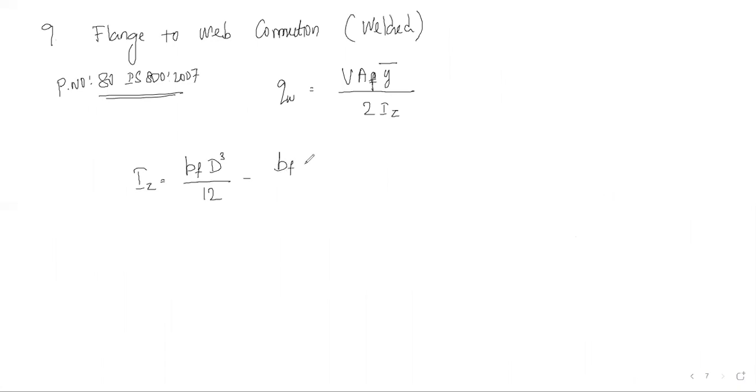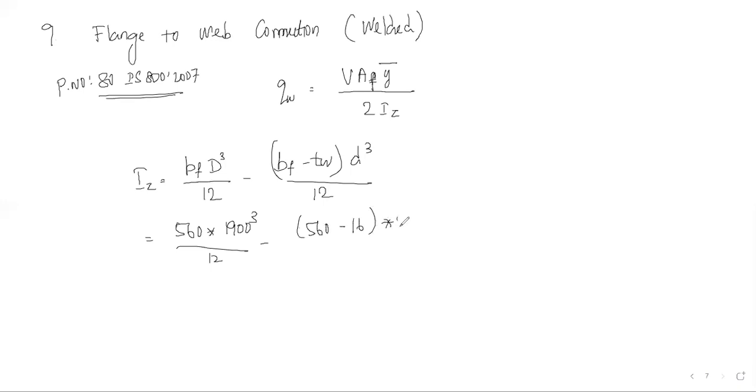So B F minus thickness of web into D cube divided by 12. So 560 into 1900 cube divided by 12 minus 560 minus 16 into 1800 cube divided by 12. So that the I Z value becomes 5702.6 into 10 to the power 6 mm to the power 4.